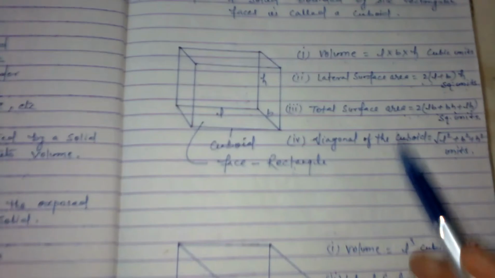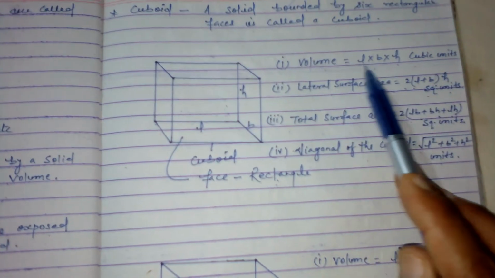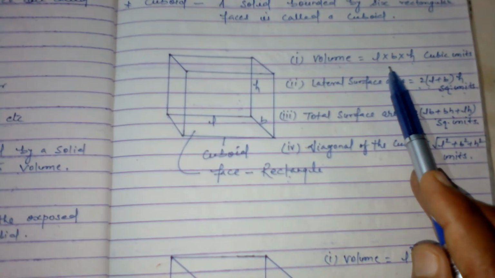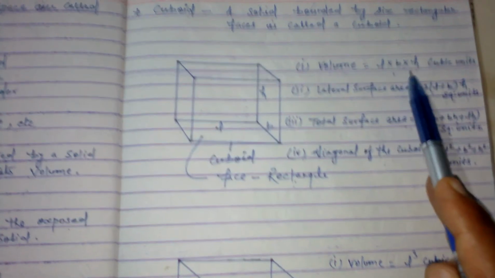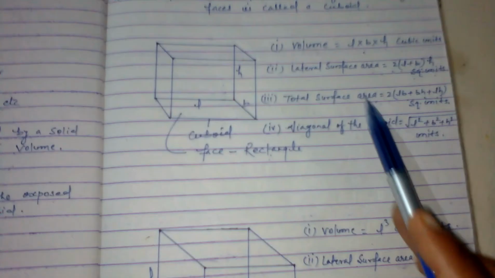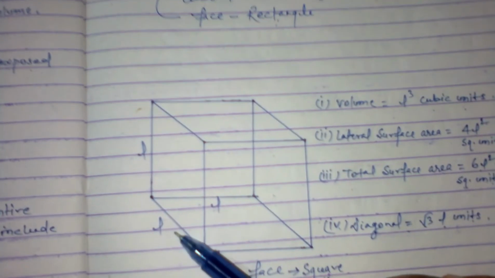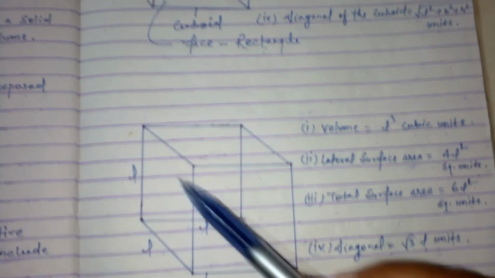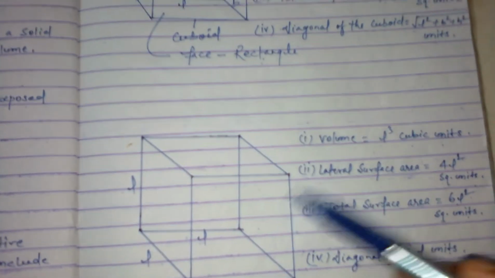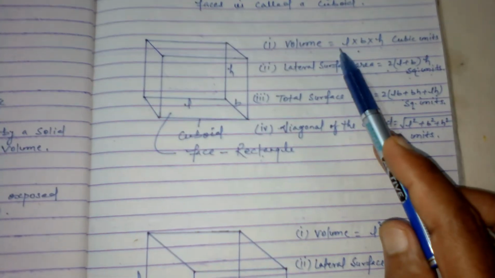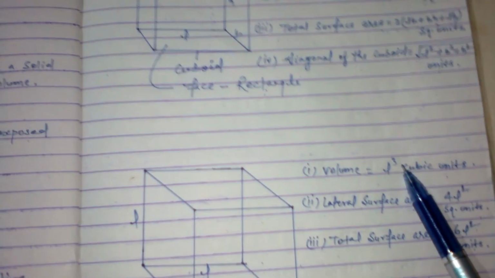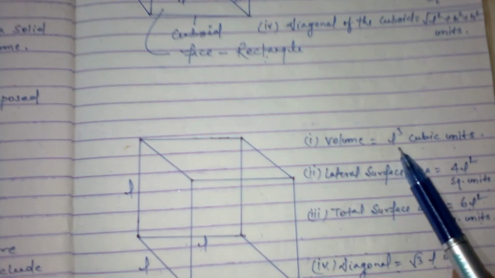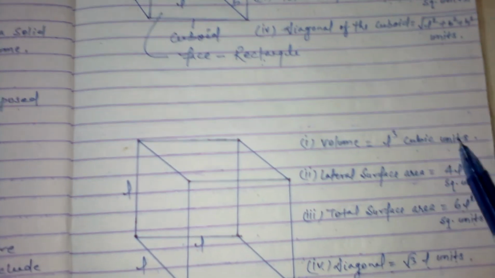If you know the volume of a cuboid, then you can calculate the volume of a cube. Volume of cuboid is L into B into H. Length, breadth and height in a cube are equal, so L into L into L will give L cube. Therefore volume of cube will be L cube cubic units.